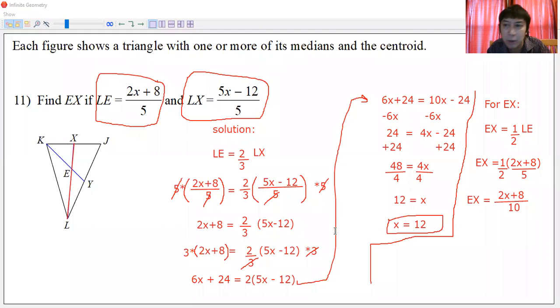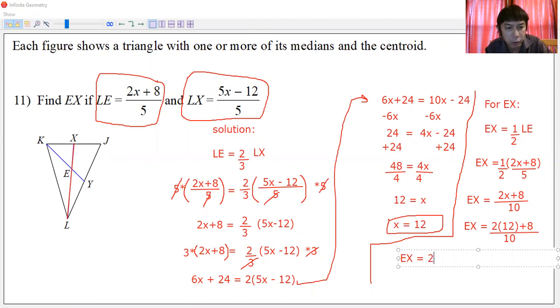So we'll just continue with the computation. We now have here EX is equal to 2 times 12, okay? This will now be 2x plus 8 means 2 times 12 plus 8, okay? Plus 8, 2 times 12 plus 8 over 10, okay? So this will be divided by 10 there. All right, so what do we have? We shall get here something like 24 plus 8 for the EX.